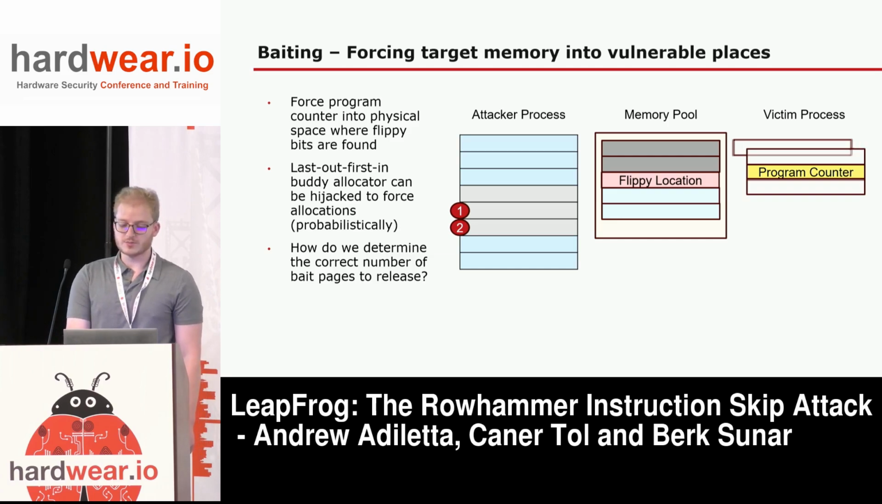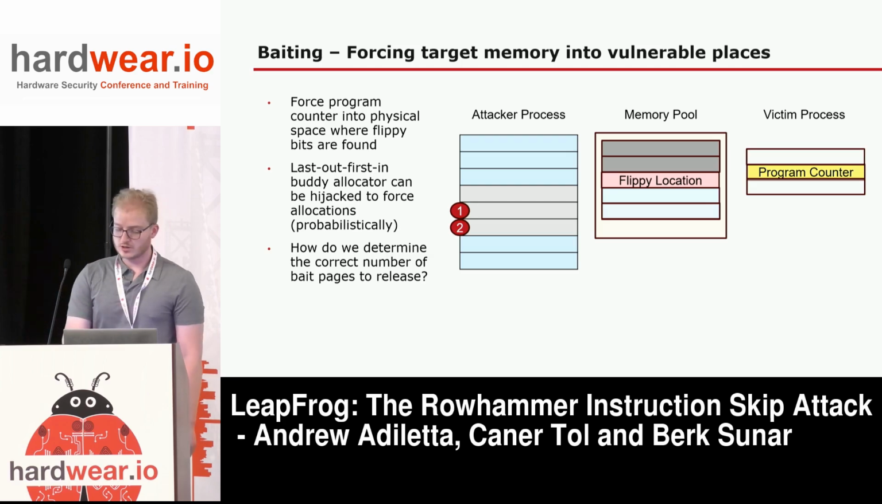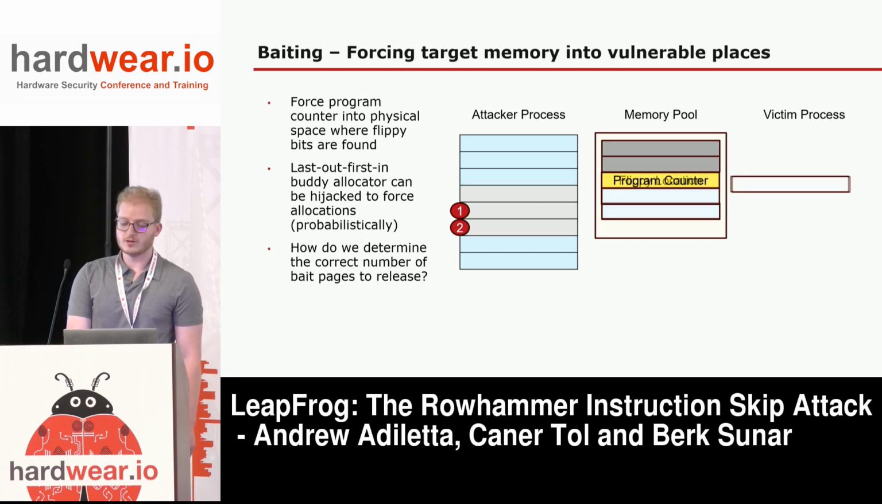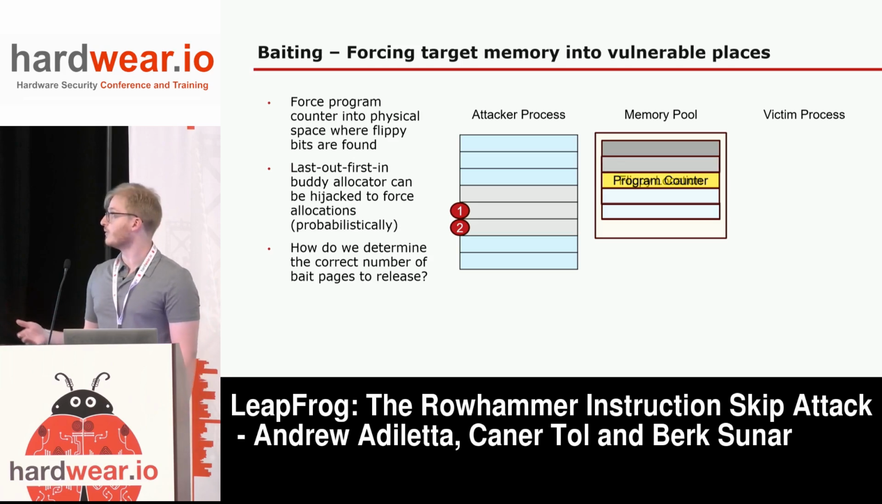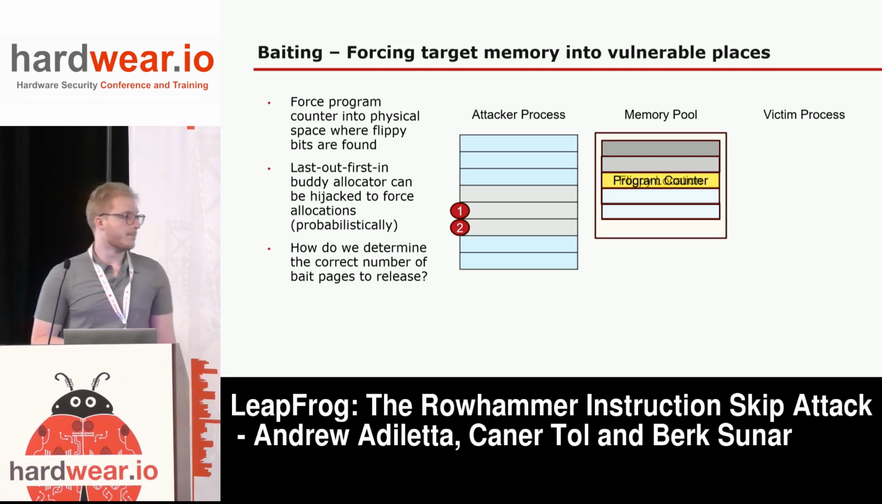And so we launch the victim process, and the first block of memory, that first page, gets used up. The second one gets used up. And then the program counter gets loaded right into our Flippy location. And then the rest of the memory required by the victim process just gets loaded from the memory pool. And so that's sort of how we co-locate.